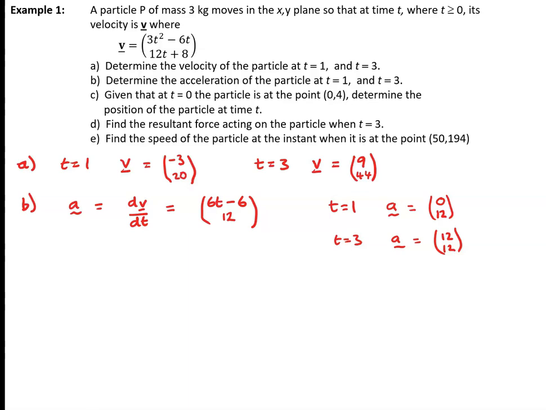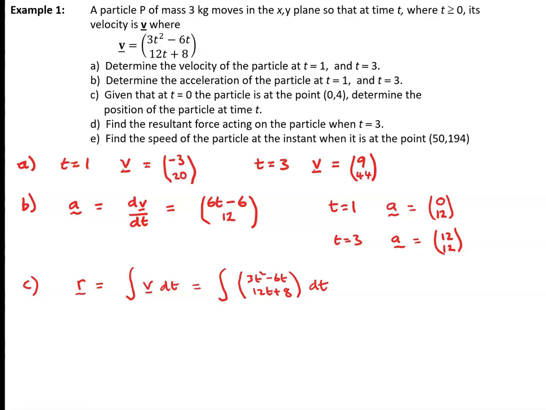For part C, we're given that at t equals 0, the particle is at the point (0, 4). Determine the position of the particle at time t. So, we want the displacement of the particle away from the origin at time t. Now, to get the displacement from the velocity, we know that displacement is given by the integral of the velocity. So in this case, we've got to integrate the vector (3t squared minus 6t, 12t plus 8).